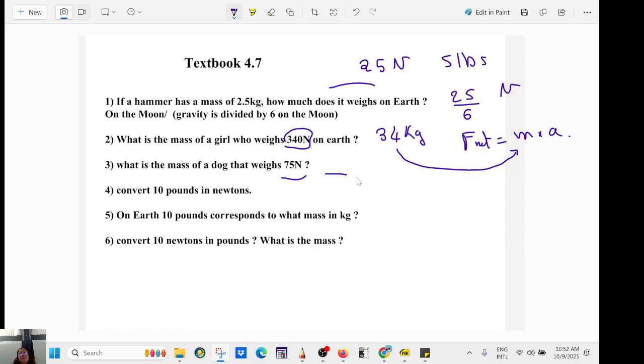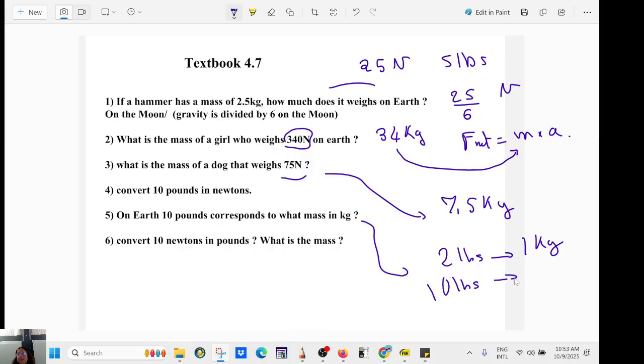The mass of a dog here will be what? Yeah, very good, 7.5 kilograms. That will be inertia. And then 10 pounds. 2 pounds is about 1 kilogram, so 10 pounds in mass, in kilograms, is going to be 5 kilograms, more or less, or 10 Newton.